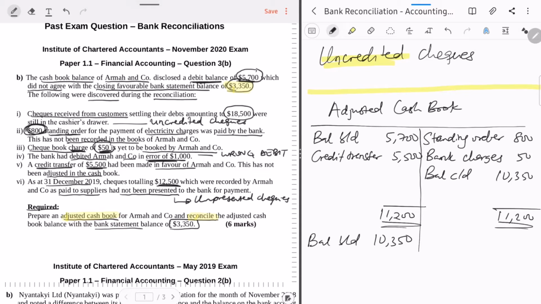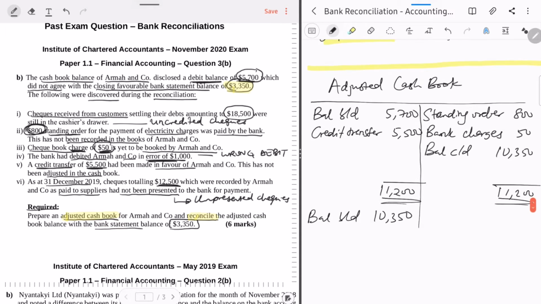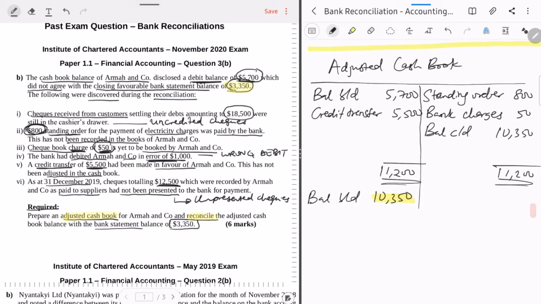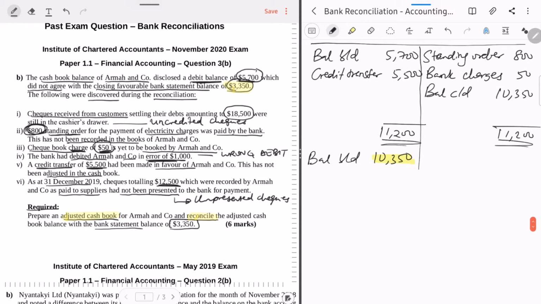So this is my balance from adjusting my cash book. Now let's do the bank reconciliation statement. So this is how it looks, right? It's a template, it's a format. You can memorize it and you'll be a great preparer of bank reconciliation statements. So a bank reconciliation statement has a format.